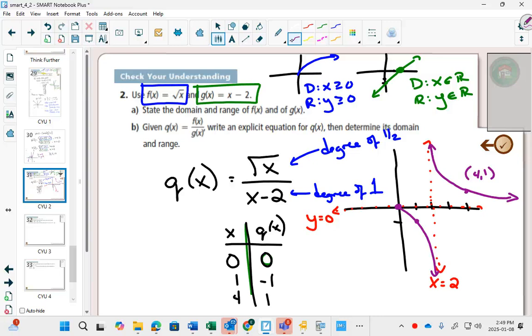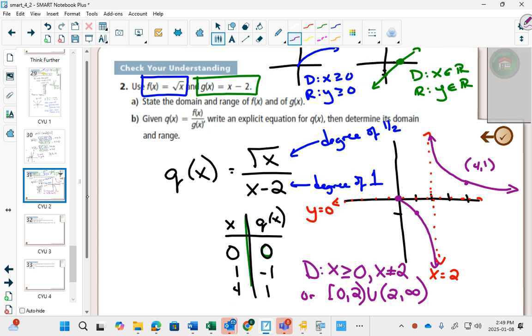Now our domain is x is bigger than or equal to 0, but then we also have to say, with the exception that x cannot equal 2. You can either write it that way, or you could go from 0 to 2, round bracket, and then start again and go from 2 to infinity. Both of those notations would be fine.